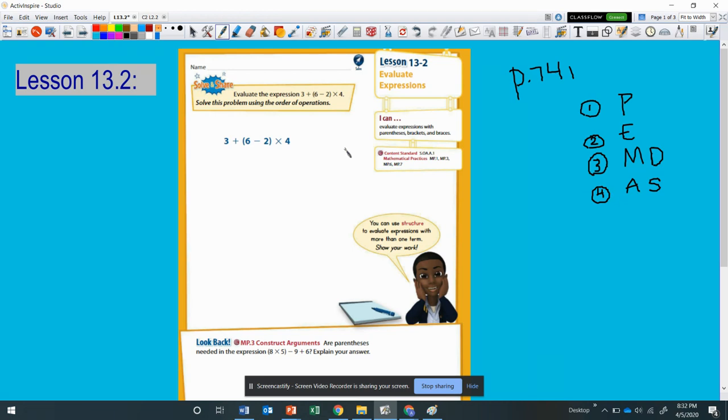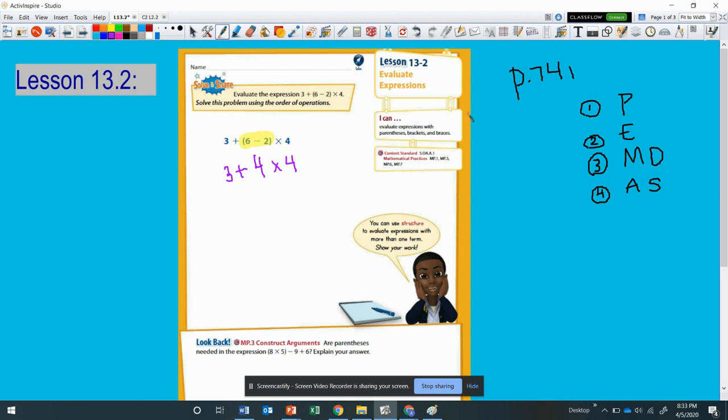Okay, now, when I look at this problem, it tells me to evaluate the expression as this is. And so we are going to do what's in parentheses first. And that would be this part. Whoa, that was way too big. Okay, that would be this part right here. And 6 minus 2 is 4. And so now we've got 3 plus 4 times 4.